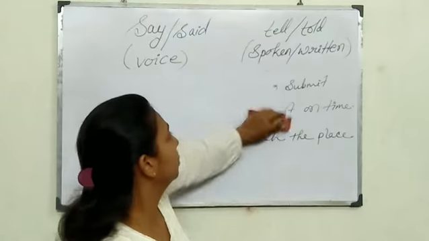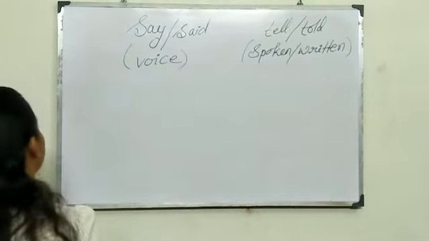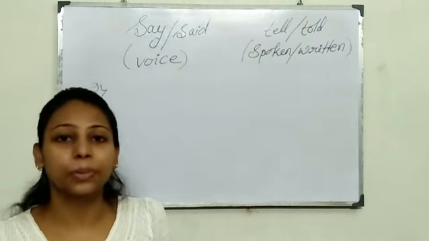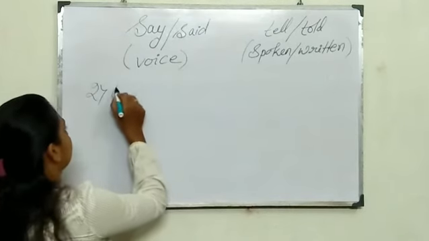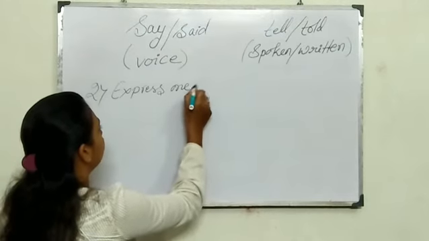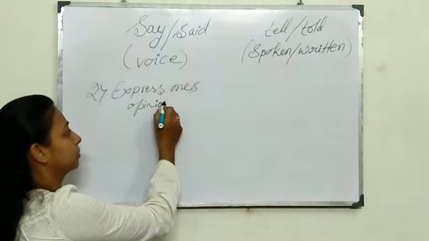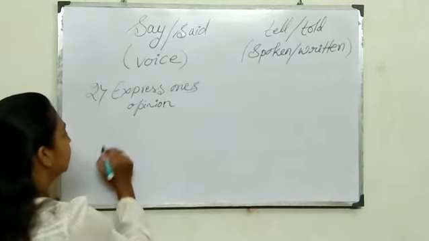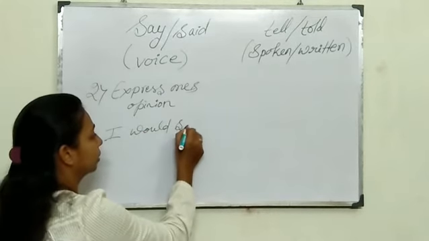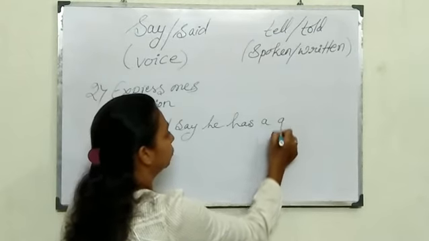Now the second difference between say or said and tell or told is, say is basically used to express someone's opinion, to express one's opinion about someone or something. Like for example, I would say he has a good knowledge of music.